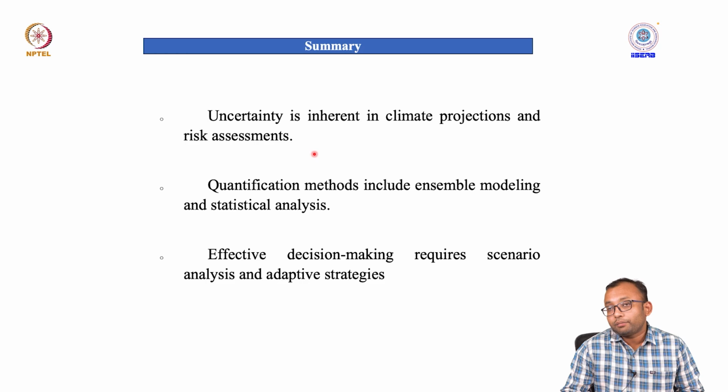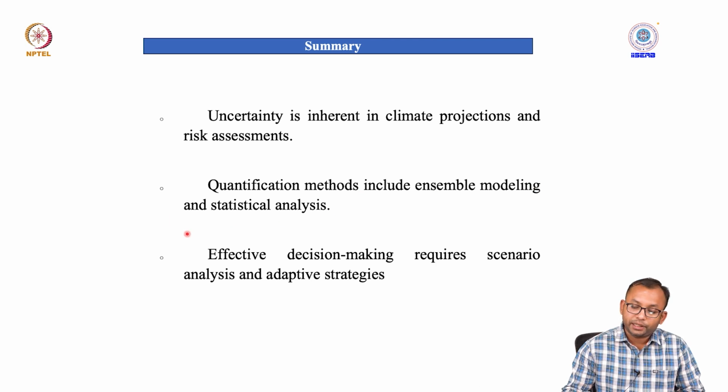So what is the summary of this lecture? Uncertainty is inherent in climate projections; we cannot avoid it, it will be there, but we can minimize it in climate projections and risk assessments. Quantification methods are there, which can include ensemble modeling or some sort of statistical analysis, bias correction, quantile mapping and so on, which can remove the uncertainty in the historical period, and that can be used for the future steps so that we can have minimum uncertainty in the future scenario assessment as well.